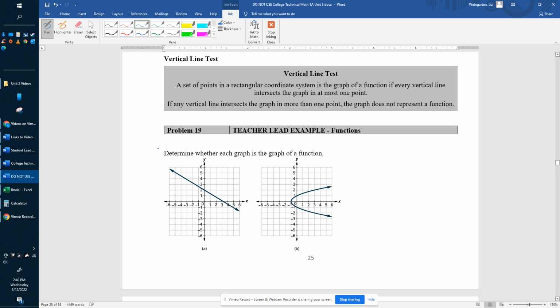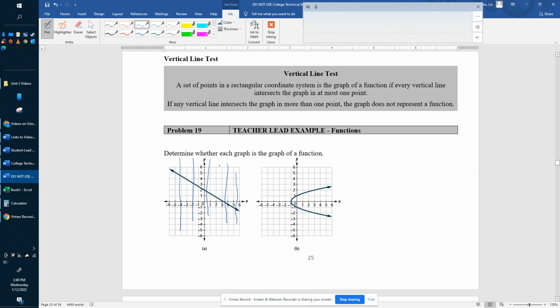So let's look at this first one. We have a straight line going this way. If we draw a vertical line going through all these points, no matter where we draw this vertical line, it's only going to hit 1 point. So this is a function.